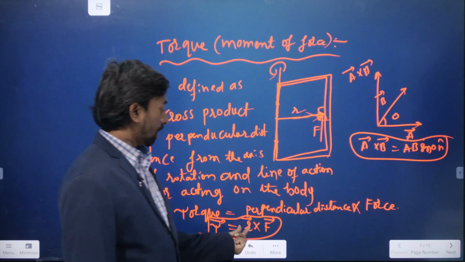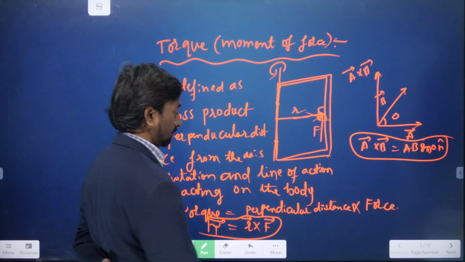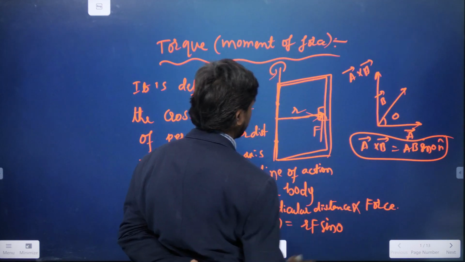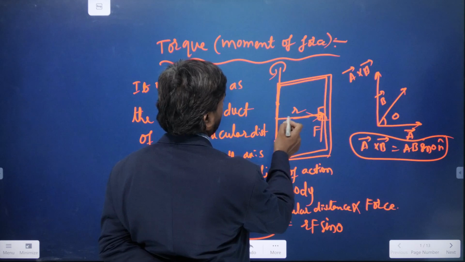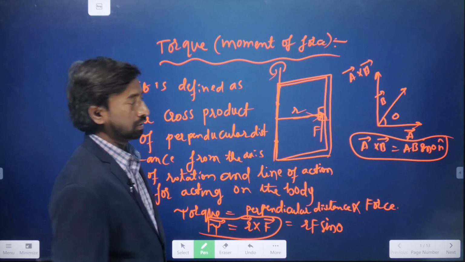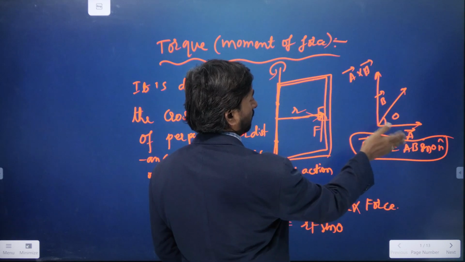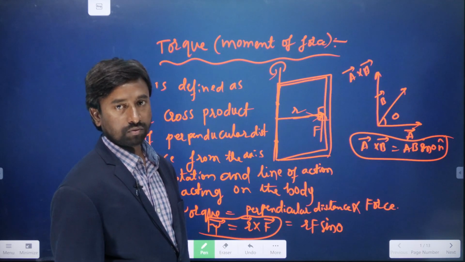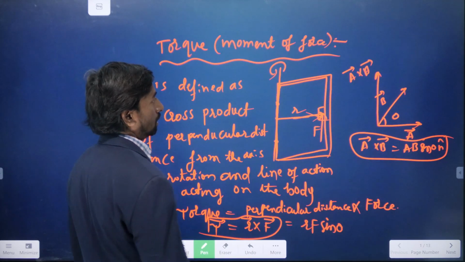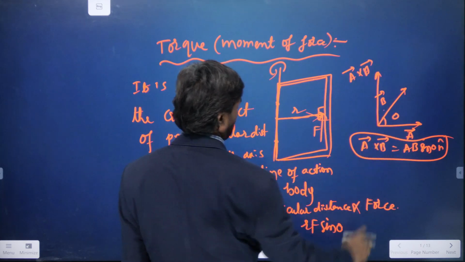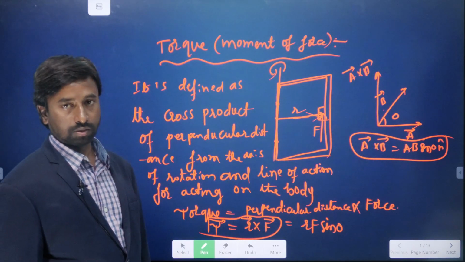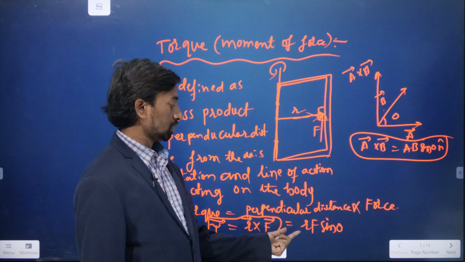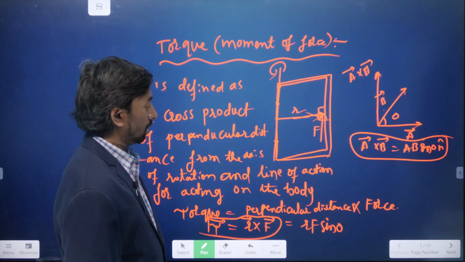Now here also we will get R bar cross F bar, so we can write RF sin theta. The resultant vector, the cross product of the two vectors, acts perpendicular to the plane of A bar and B bar. So A bar cross B bar is perpendicular to both A bar and B bar. Then tau bar is equal to R bar cross F bar, that means RF sin theta.